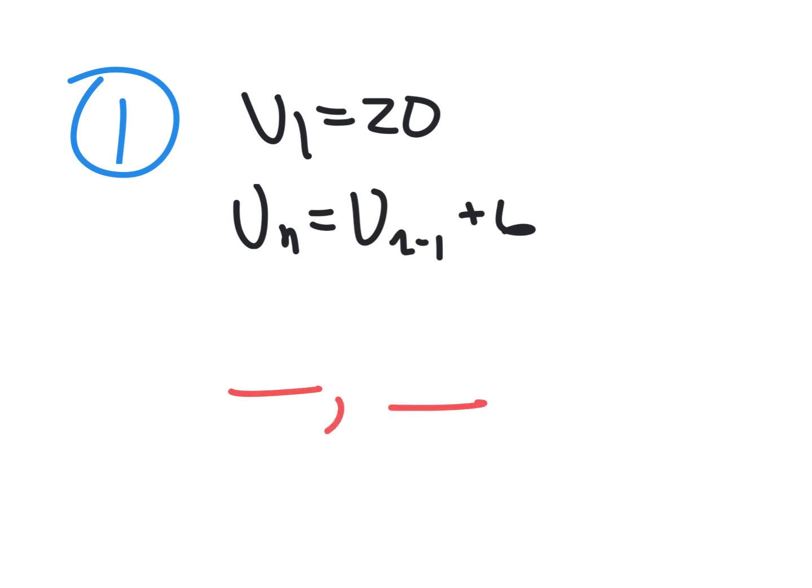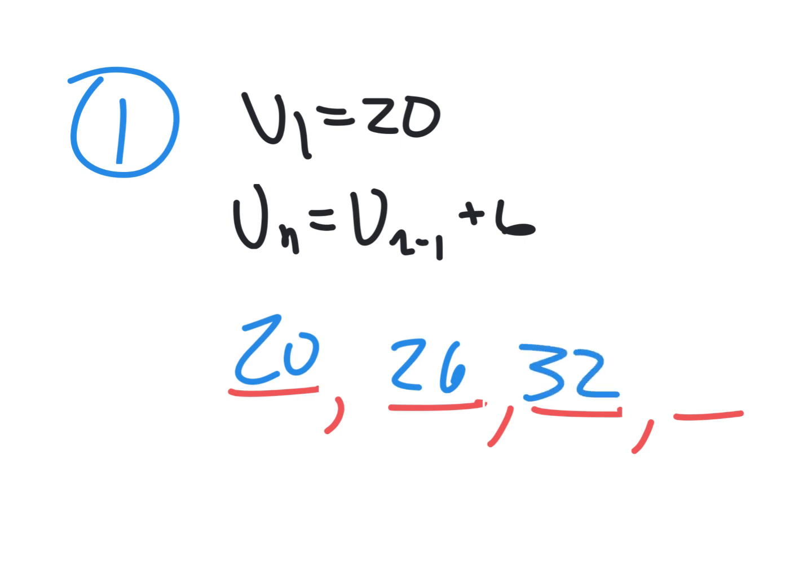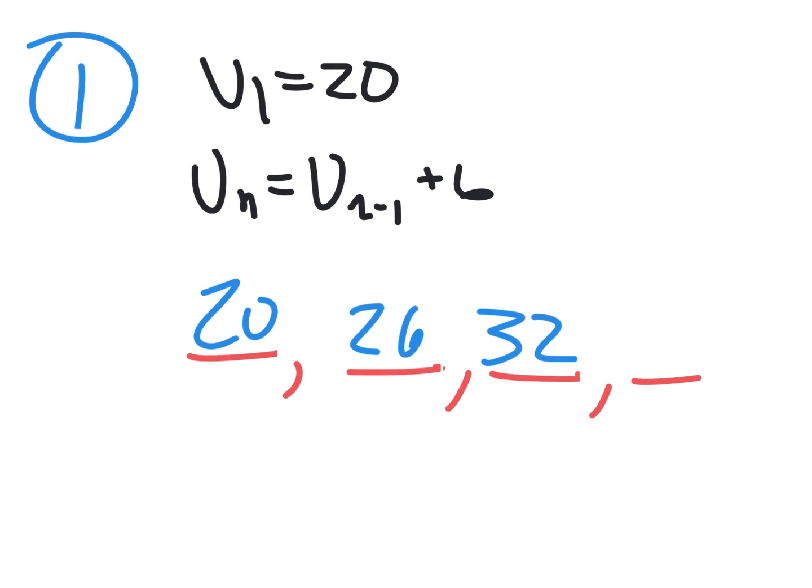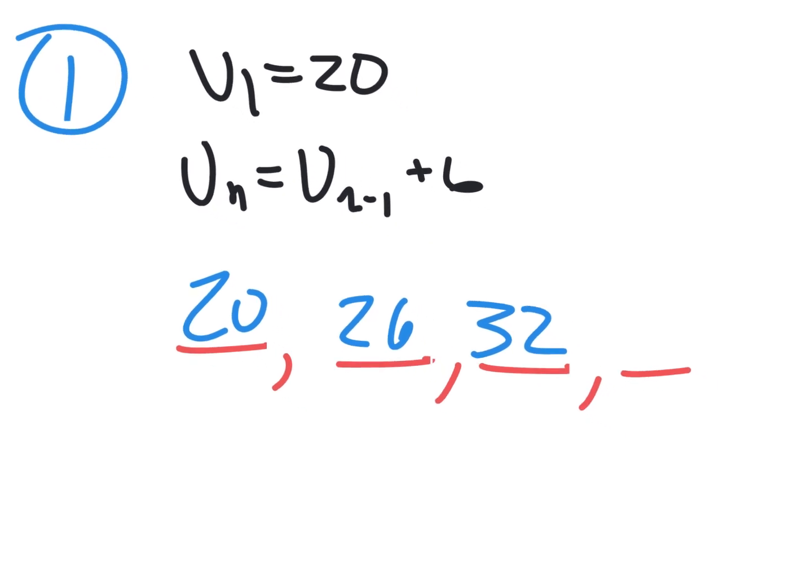They have blanks, right? The first term is 20. That's easy. What's the next term? 26. What's the next term? 32. Just keep adding 6. Nora, what's the next one? 38. Very good. You passed the pressure test. Okay, go ahead and write those in. That's number 1.